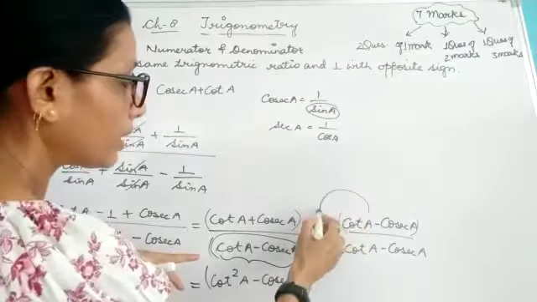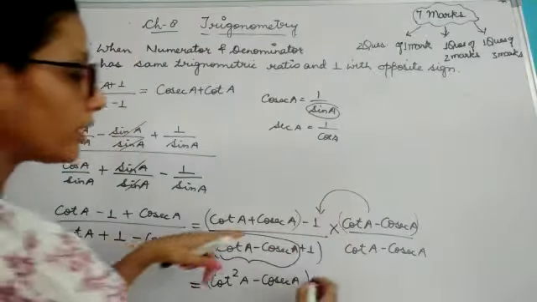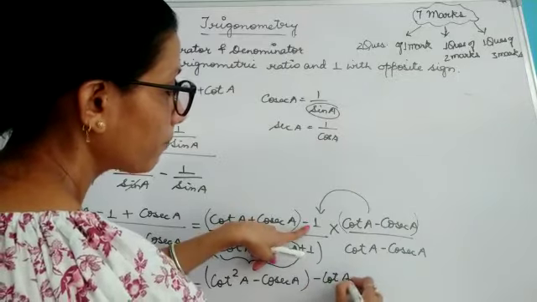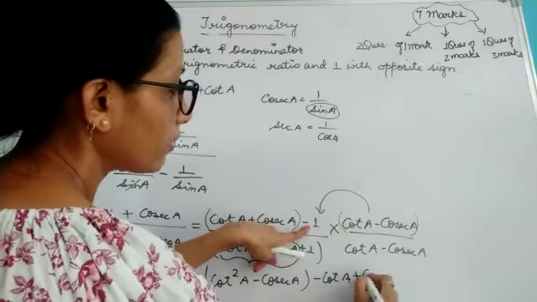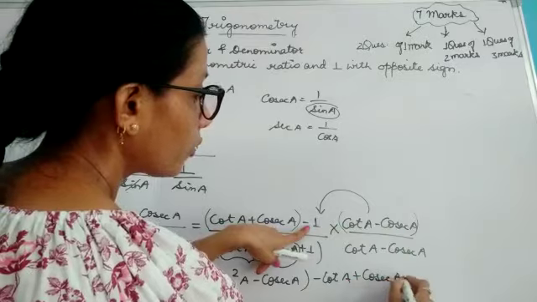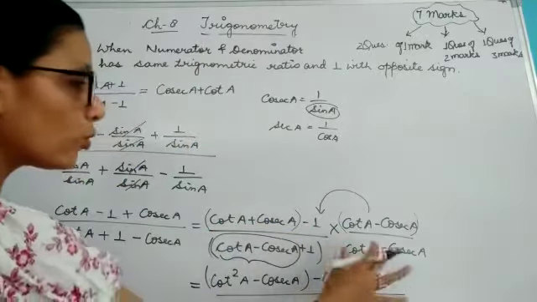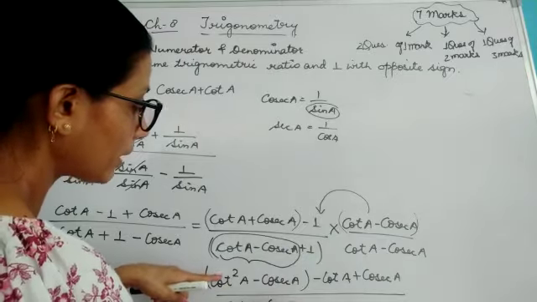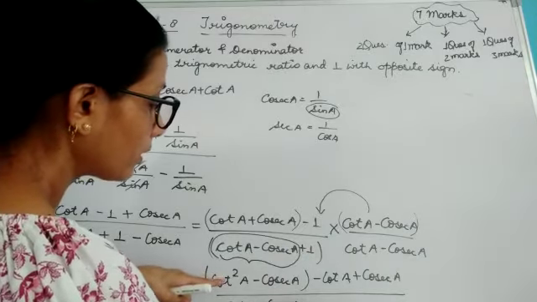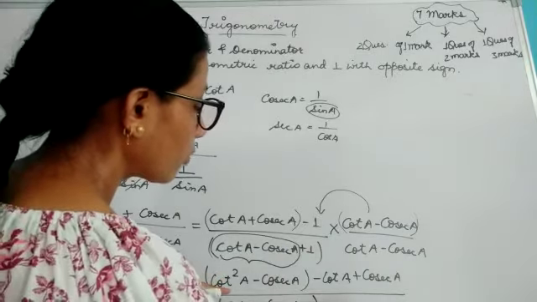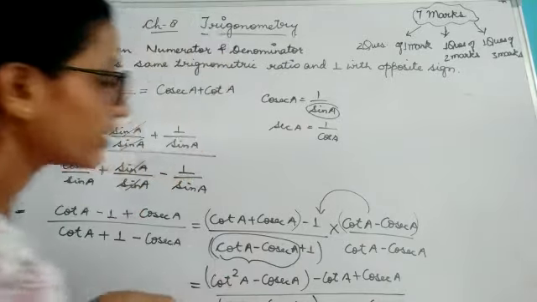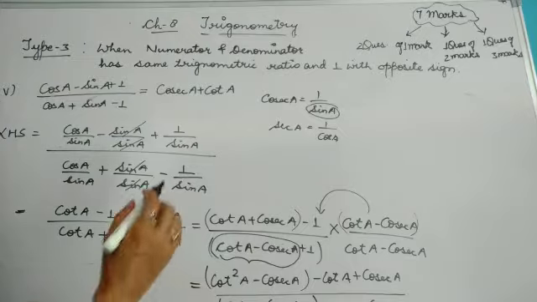Okay. So this is one thing. And when you multiply this with this, you will be getting minus 1 multiplied by this, which will be cot A, and minus 1 multiplied by this, which will be cosec A. In the denominator, you are not going to open the brackets, you will be writing them as it is. So this is cot A minus cosec A plus 1, and here it will be cot A minus cosec A. Alright.